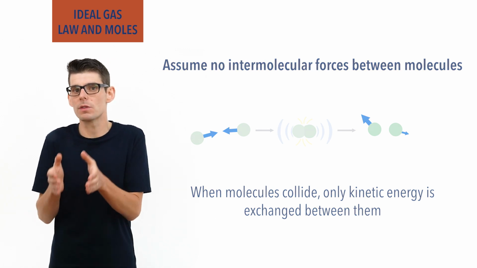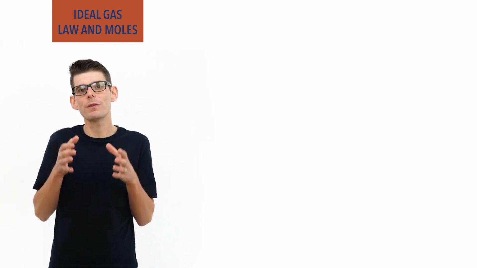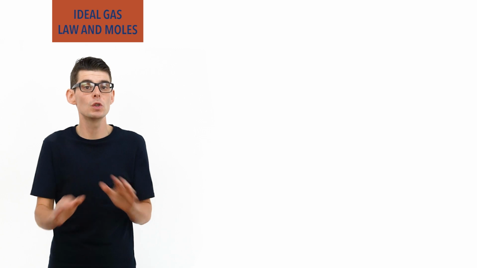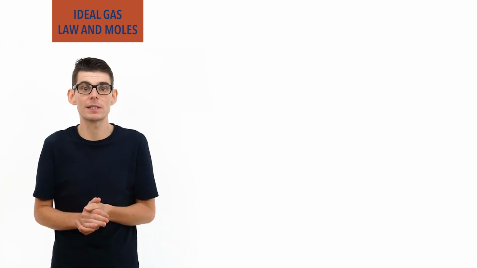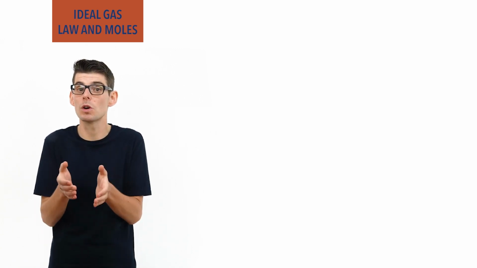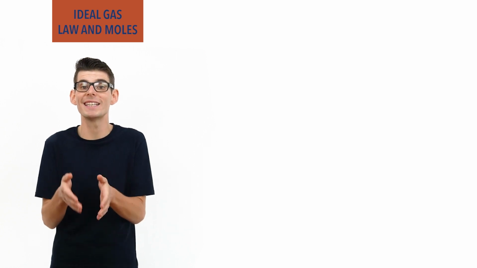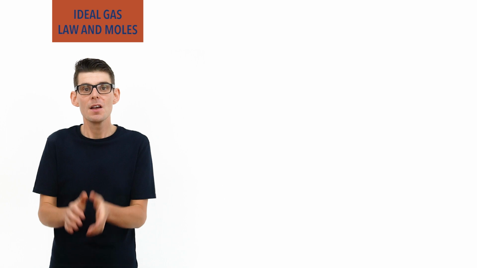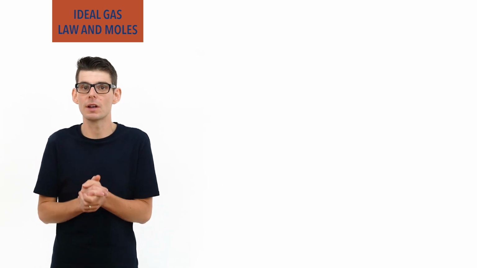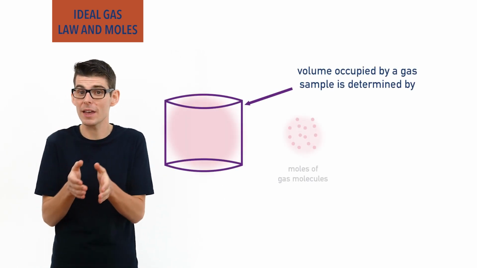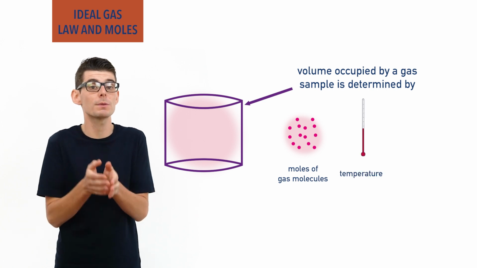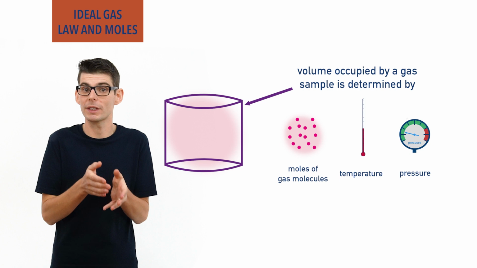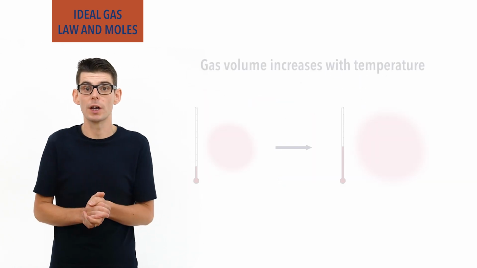All of these assumptions for ideal gases mean that when thinking about amounts of gas molecules in a sample, we can ignore the gas type being studied. It isn't important what the gas is, only that it is a gas, and this is really useful. The volume occupied by a gas sample is based on the moles of gas present and the temperature and pressure of the gas. The volume occupied by 1 mole of a gas increases with temperature.